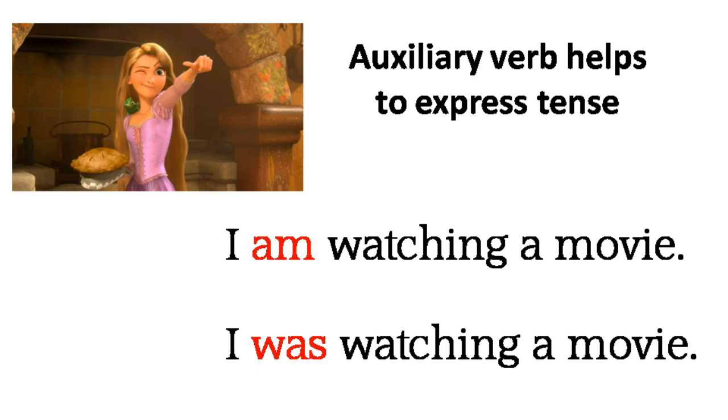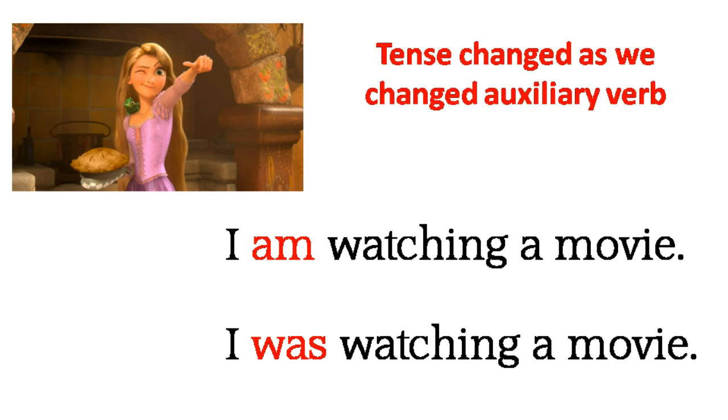I am watching a movie. I was watching a movie. One sentence is in present continuous tense and the other one is in past continuous tense. Am and was, these are the auxiliary verbs. We changed the tense just by changing auxiliary verbs.